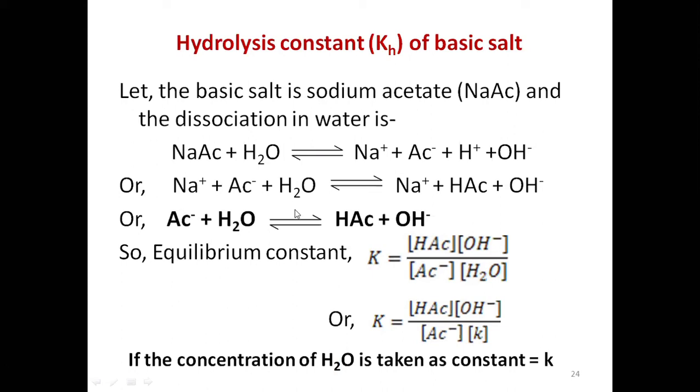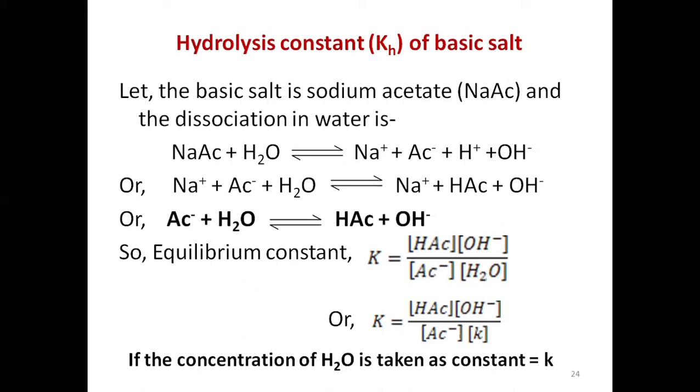So we can balance the equation. If sodium ion is omitted from both sides, then we will get acetate ion plus water in equilibrium with acetic acid plus hydroxyl ion. So we can write equilibrium constant K equal to concentration of acetic acid into concentration of hydroxyl divided by concentration of acetate ion at a constant temperature.